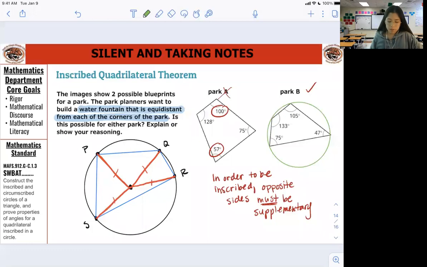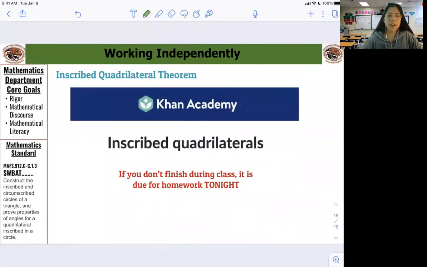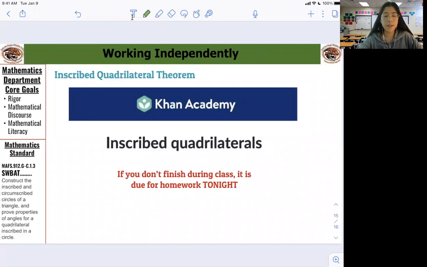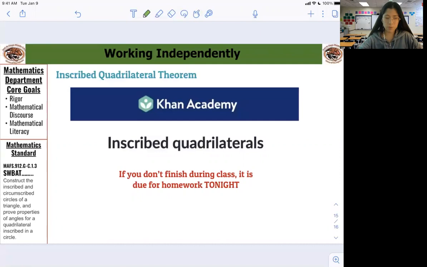Okay, so with the remaining time, go ahead and start logging in to Khan Academy. You're going to be working on a new assignment that I'm about to post, as well as your homework assignment if you didn't finish it yet. I want you to prioritize this new assignment because it will be due at midnight tonight if you don't finish it now. So do this one first, and then if you have extra time, you may work on your old assignment.